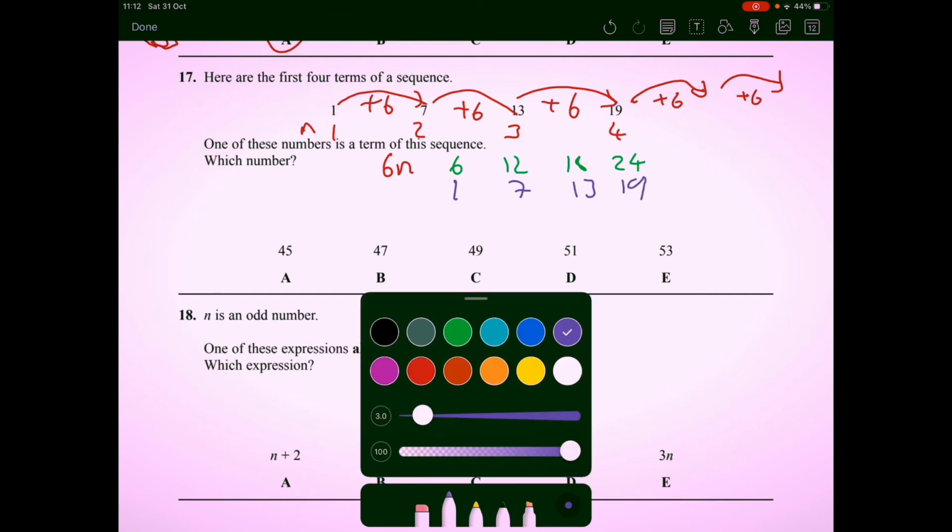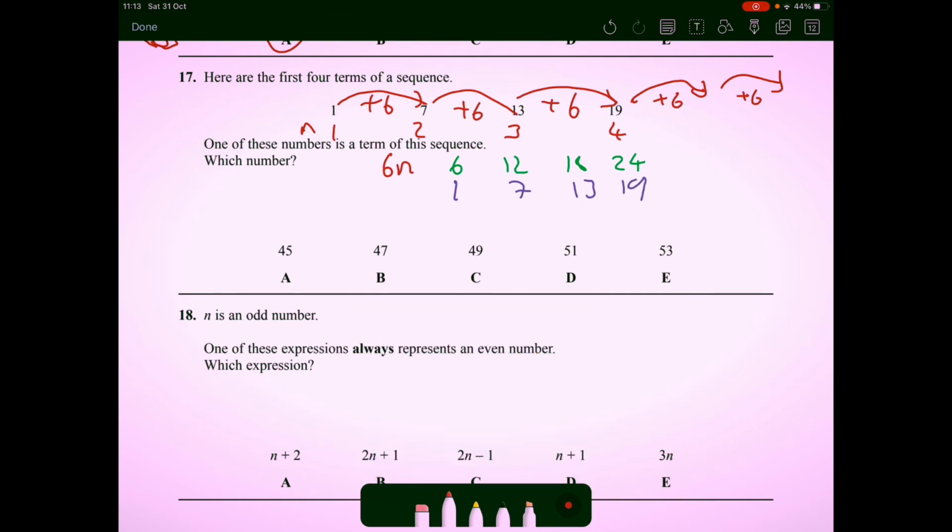So what we have to do is work out what's going on each time, how we're adjusting to get from there to there. And what you can see each time is that you're taking away 5. So our rule is 6n take away 5, and that will find you any number in the sequence at all.